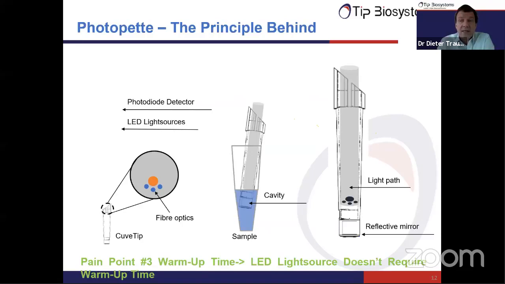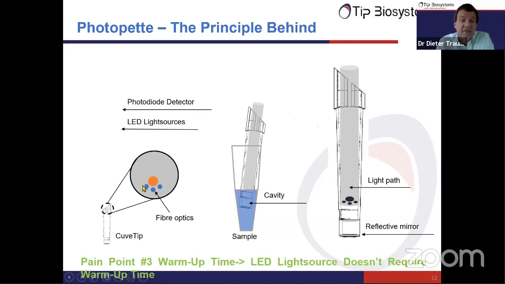So let's go a little bit deeper into how this Photopette device works. How does the light go to your sample? The light is generated by LEDs, and those LEDs are linked to fiber optics. These glass fibers transmit the light to the end of this stem made from stainless steel. And if you would have a closer look at this stem, you would see there are 3 tiny fibers, and there's 1 bigger fiber.